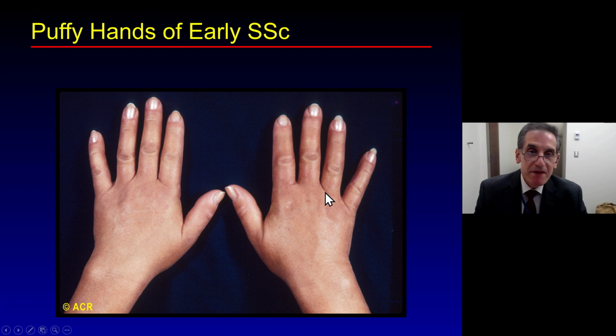These are what are called puffy hands. And if a patient ever comes in and complains, my hands are puffy or my fingers are puffy, scleroderma is a diagnosis that you need to consider. The differential diagnosis of puffy hands or puffy fingers is scleroderma, dermatomyositis, and other autoimmune diseases that are similar. But these diagnoses are very important. Puffy hands are a very important clinical feature in early scleroderma. There's edema and inflammation at this stage before the skin becomes matted and sclerotic.